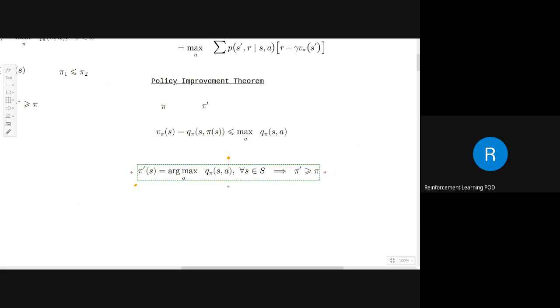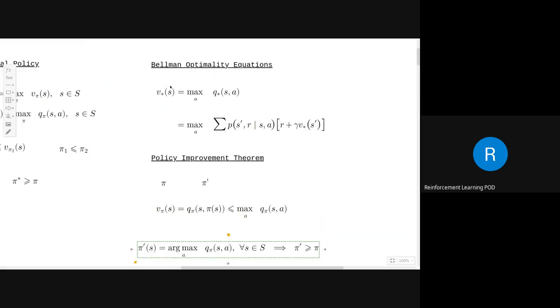So the interesting thing is, if you end up with the same policy, that's a good place to stop, right? Which means you're at the local optimum anyway. So you would have reached optimality.